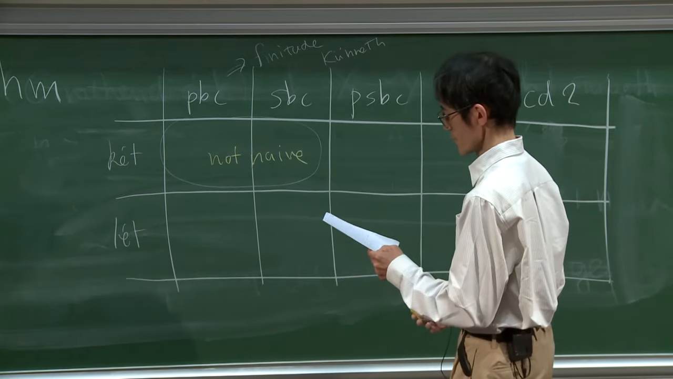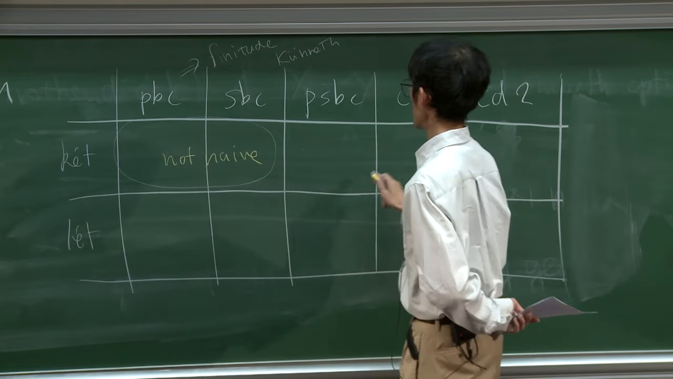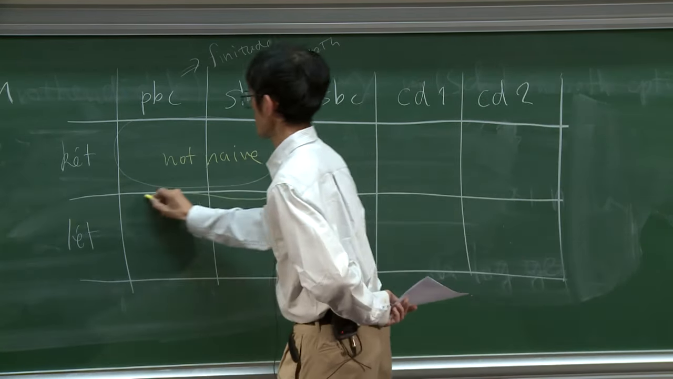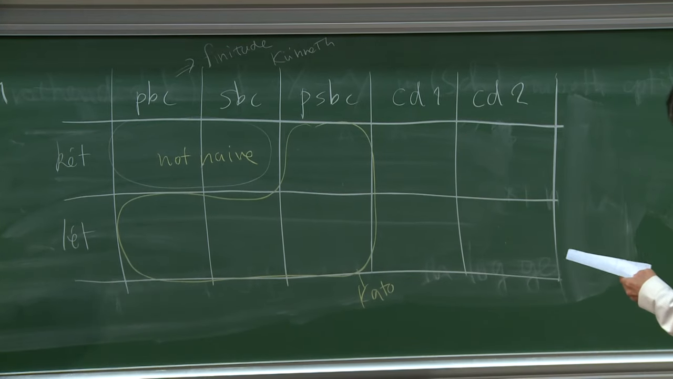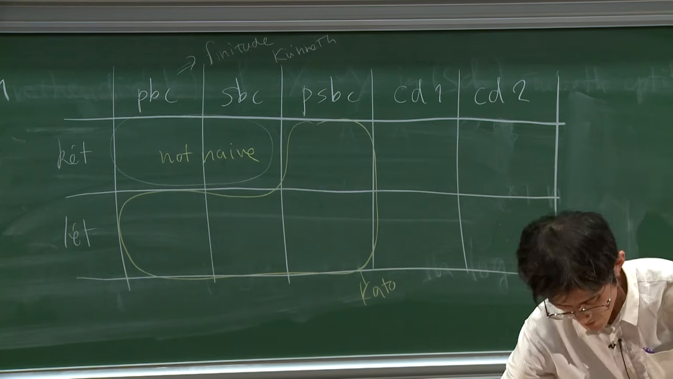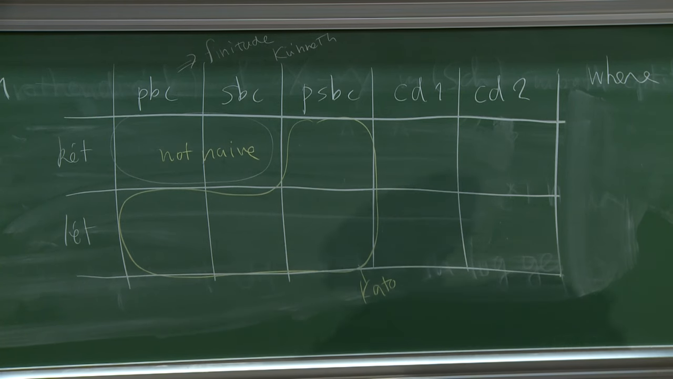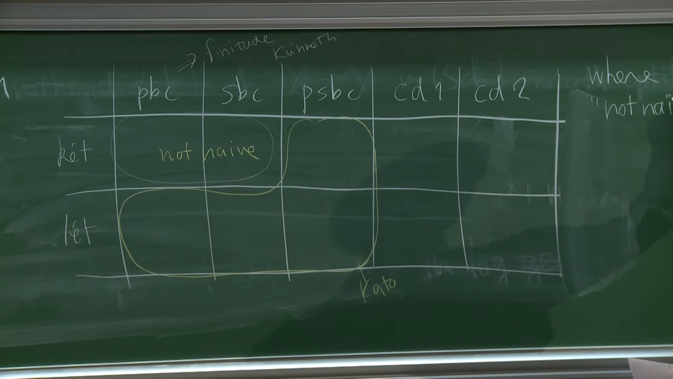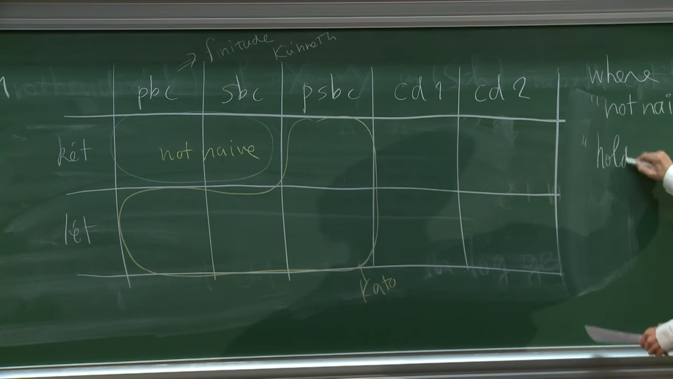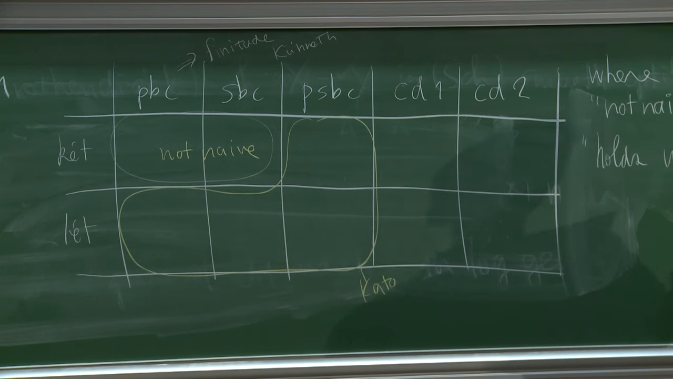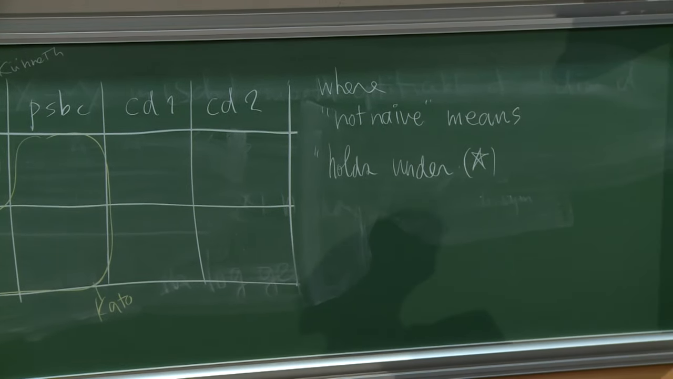And something new and something old. These are new, and the published ones are only these two. And these four theorems are due to Professor Kato. Where I explain, not naive. Not naive means it holds under the strange condition as follows.